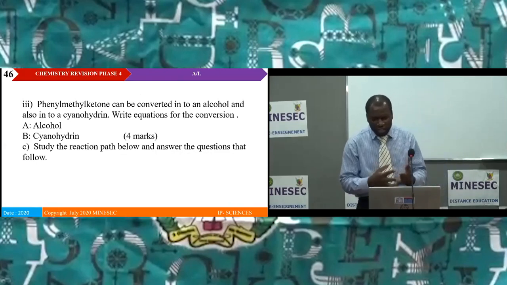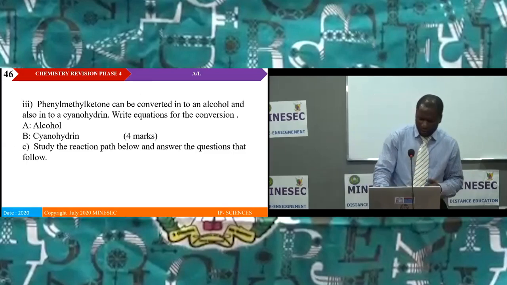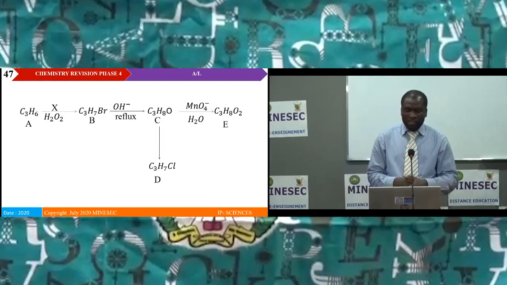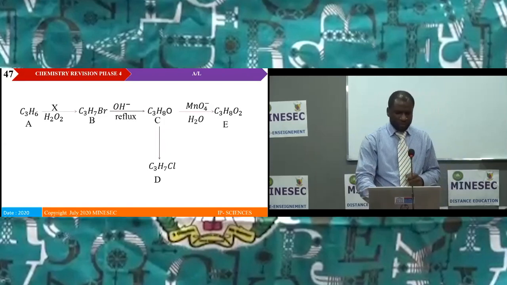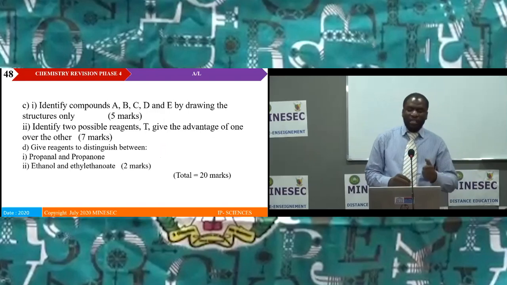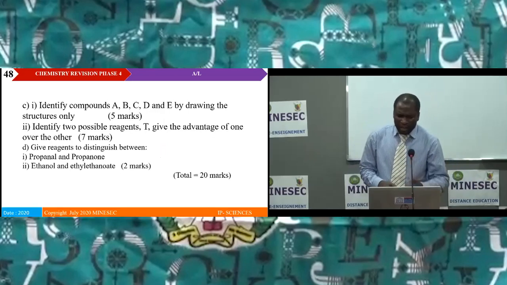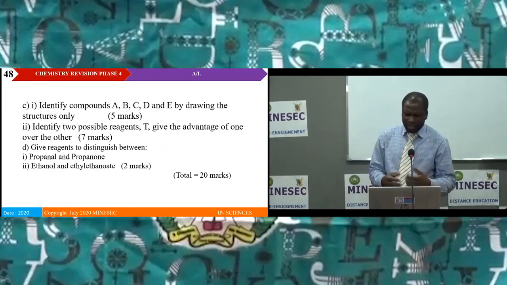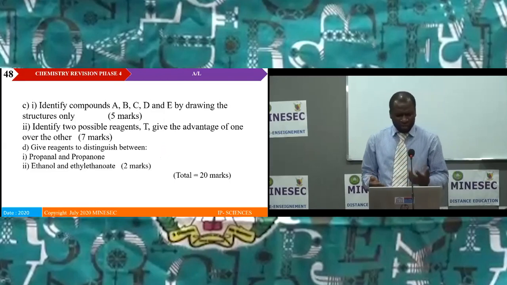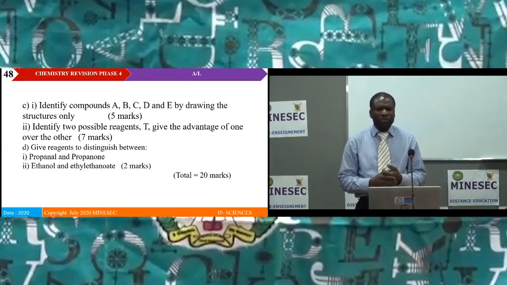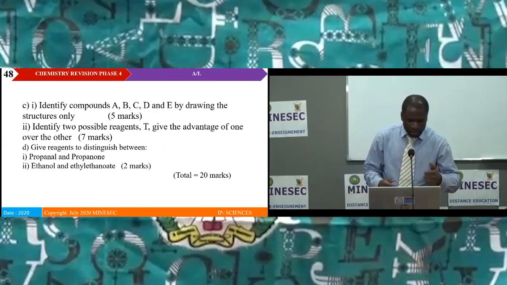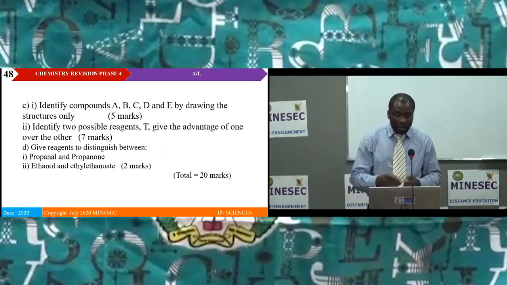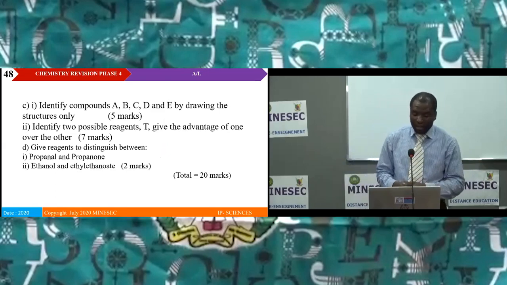C, study the reaction path below and answer the questions that follow. So you have the reaction path there. That's what we call a synthetic route. C, identify compounds A, B, C, D and E, by drawing the structures only. Identify 2 possible reagents, T, give the advantage of one over the other. D, give reagents to distinguish between 1, propanol and propanone, and 2, ethanol and ethyl ethanoate.